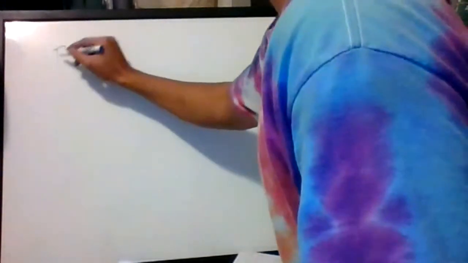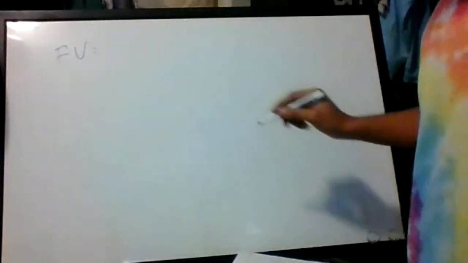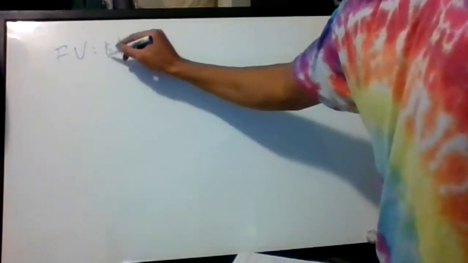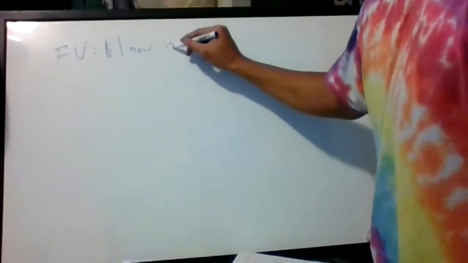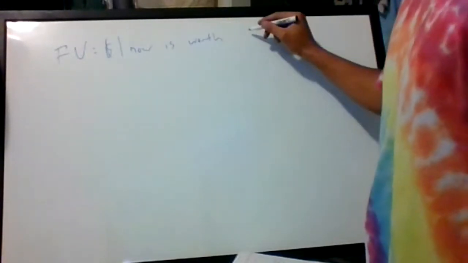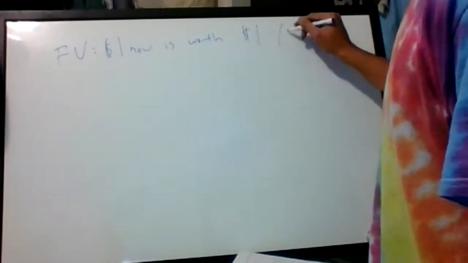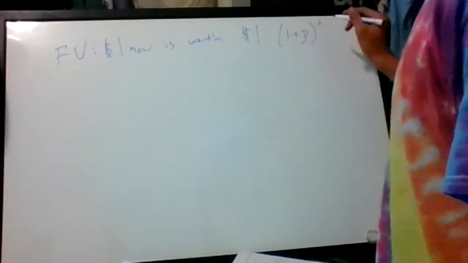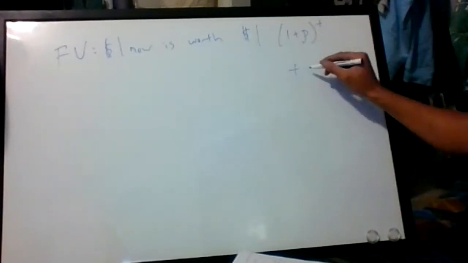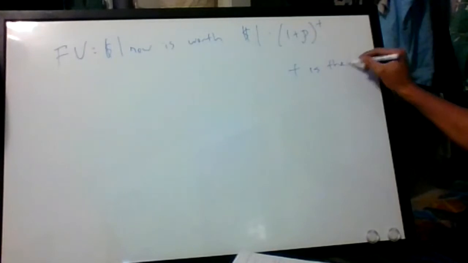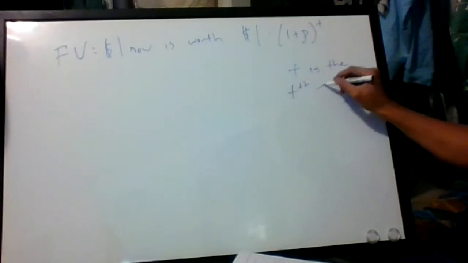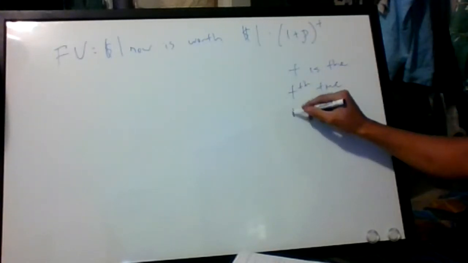So just some general stuff, right? If we're talking about future value, we're going to say that $1 now is worth $1 times 1 plus rho to the t, right, where t is the time period. It doesn't really make sense.